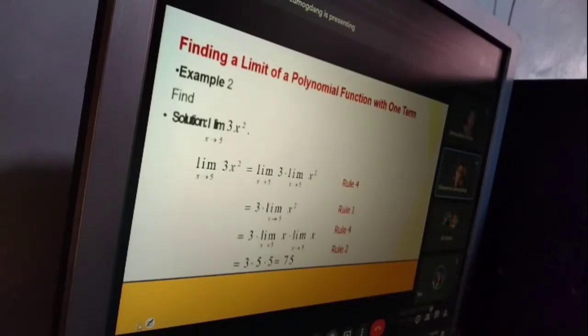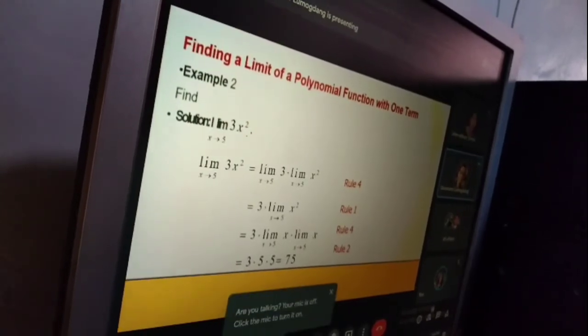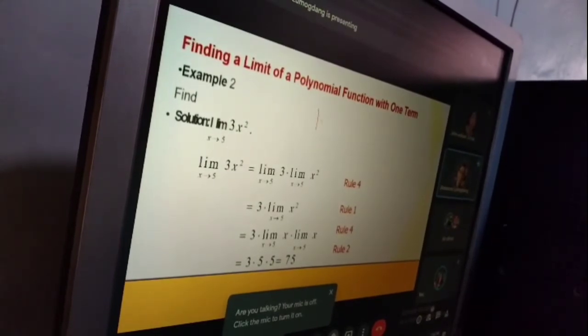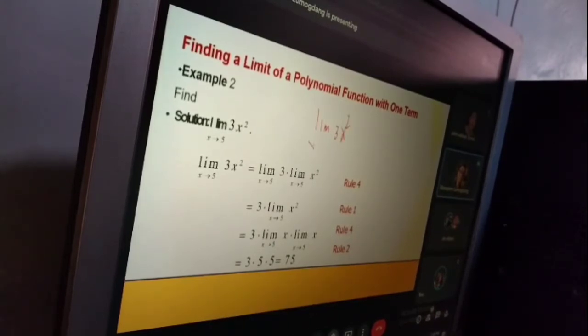Problem 2. Find the limit of 3x squared as x approaches 5. So, ang given natin ay find the limit of 3x squared as x approaches 5. So, alam natin na product to siya, di ba? 3 times x squared. So, iwalay natin, no? We have two functions here, 3 times x squared. So, the limit of 3x squared as x approaches 5. So, iwalay natin the limit of 3 as x approaches 5 times the limit of x squared as x approaches 5. At alam natin ang limit ng constant ay constant.